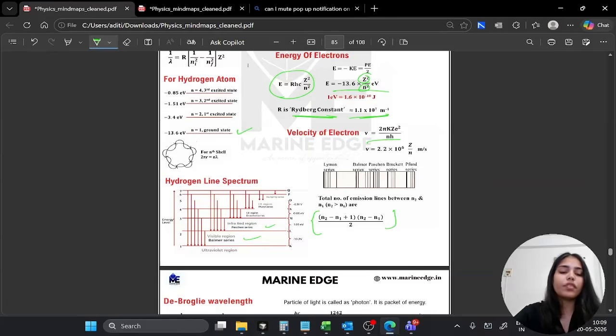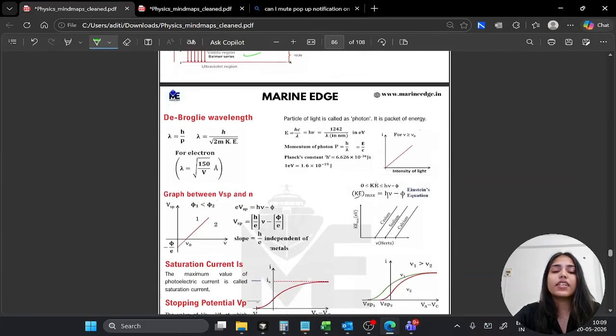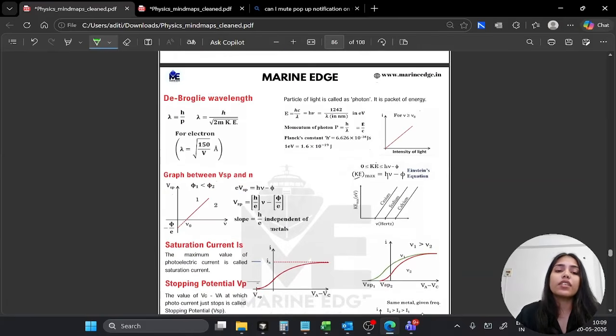Okay. Now, moving forward, next is the de Broglie wavelength. De Broglie wavelength is calculated using just this formula: lambda equals h upon p, where h is Planck's constant and p is the momentum. Or we can also use h upon under root 2 m KE to calculate the same.